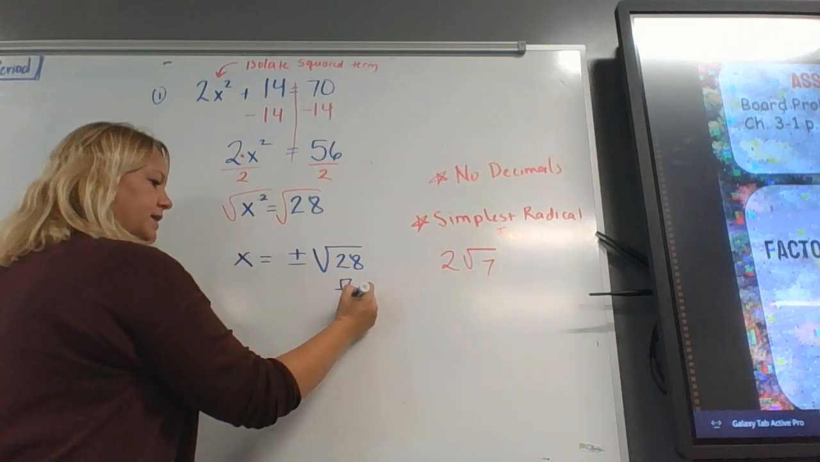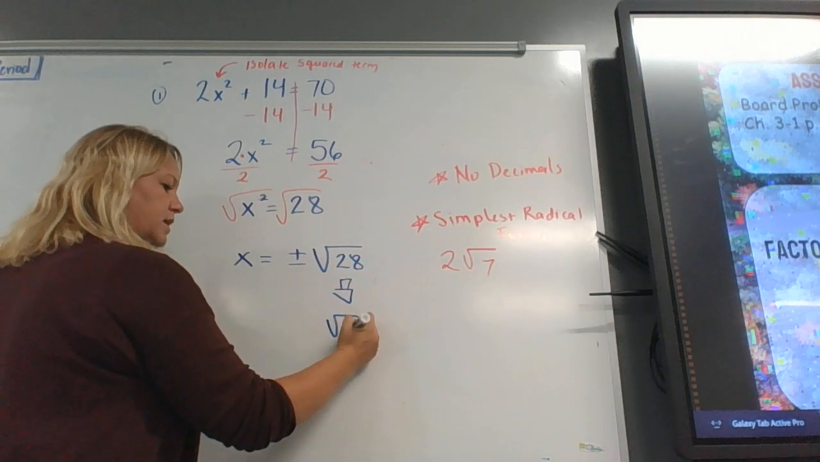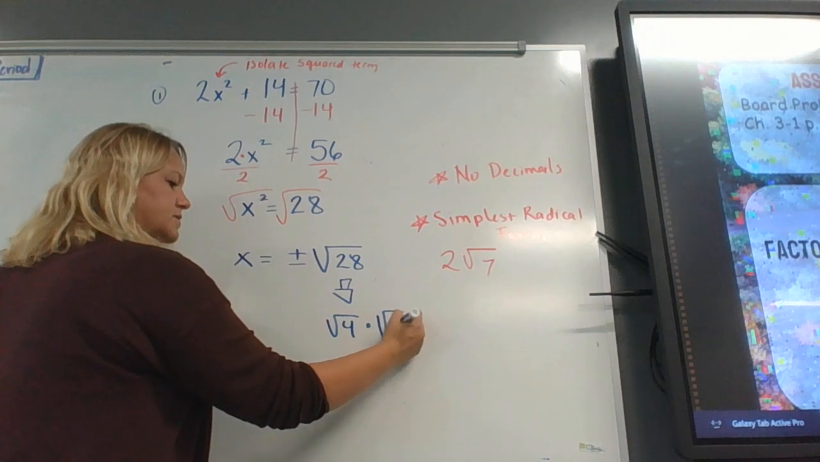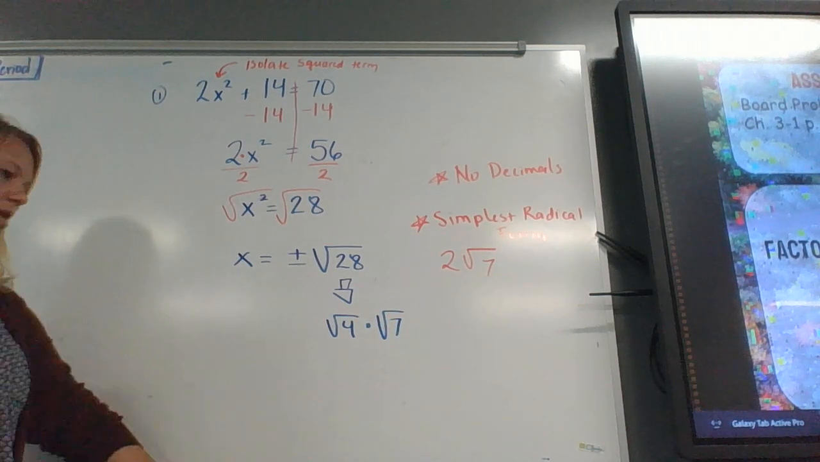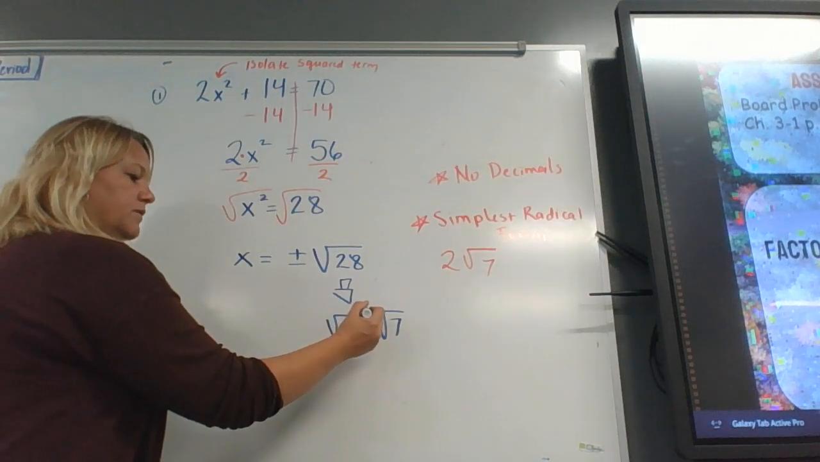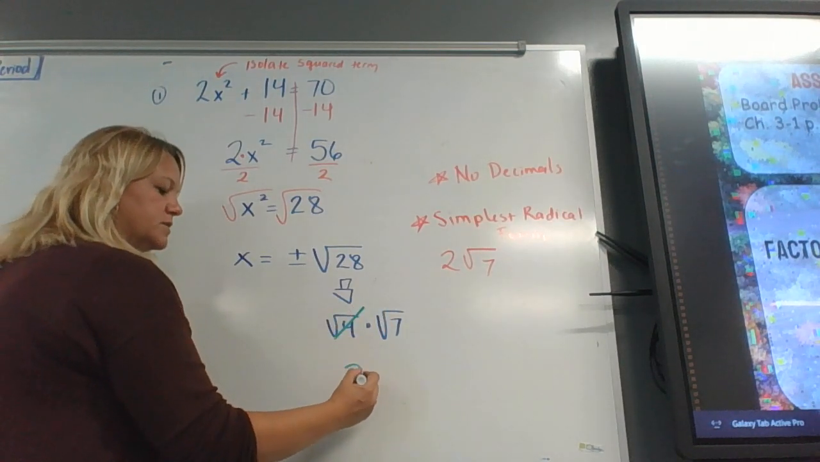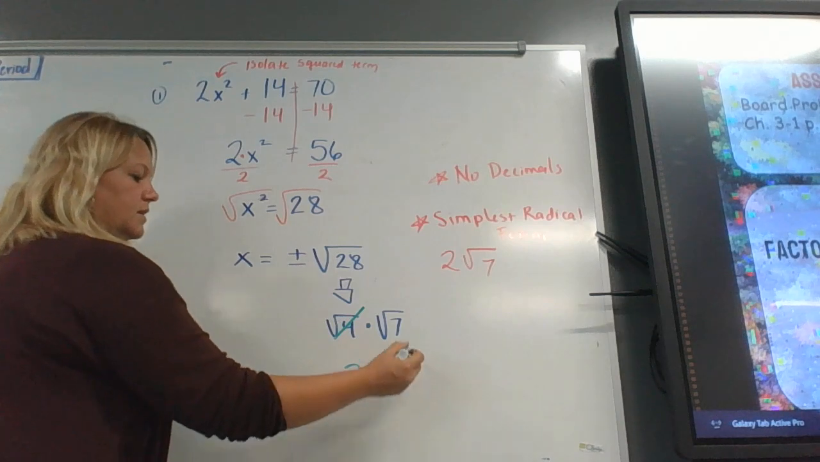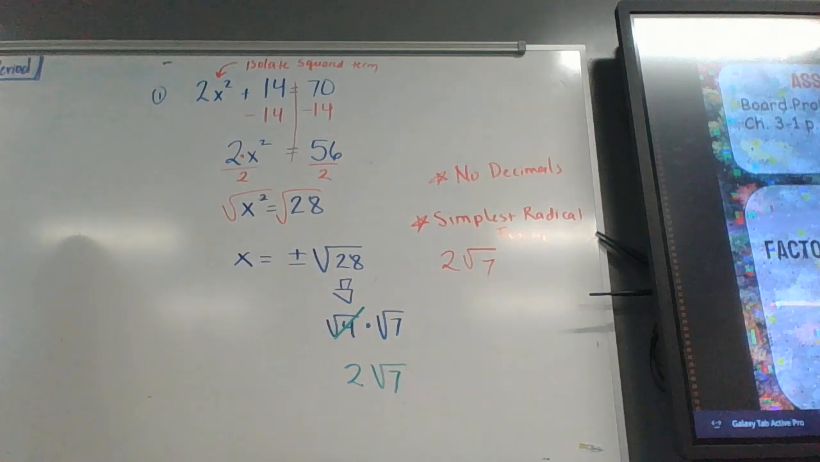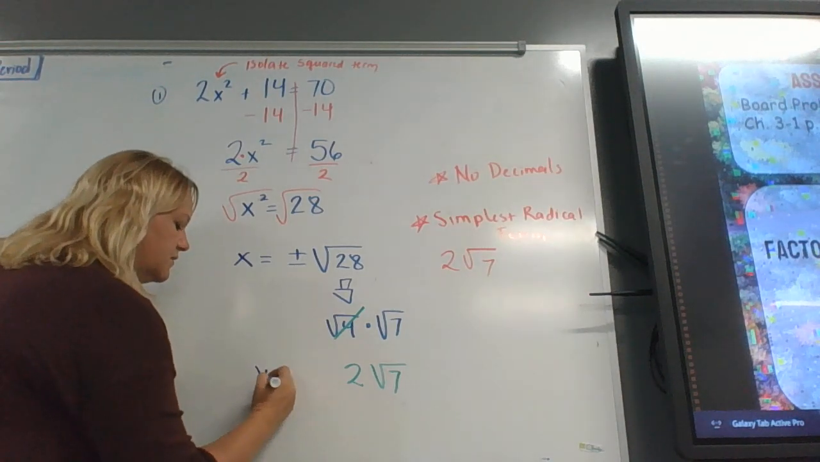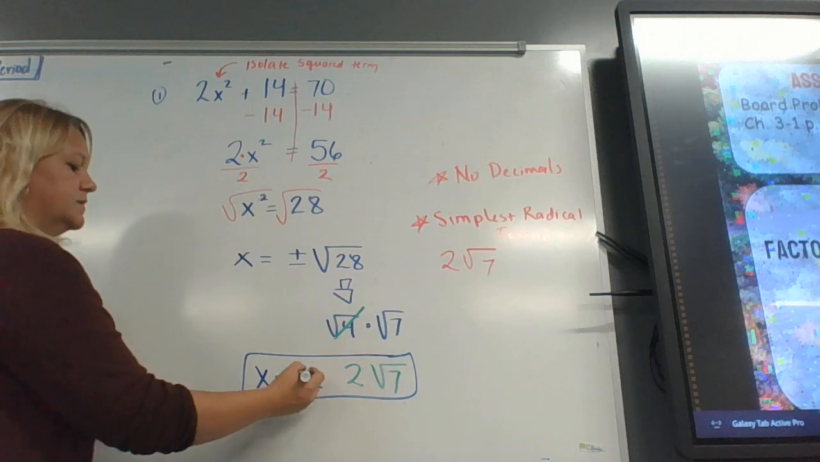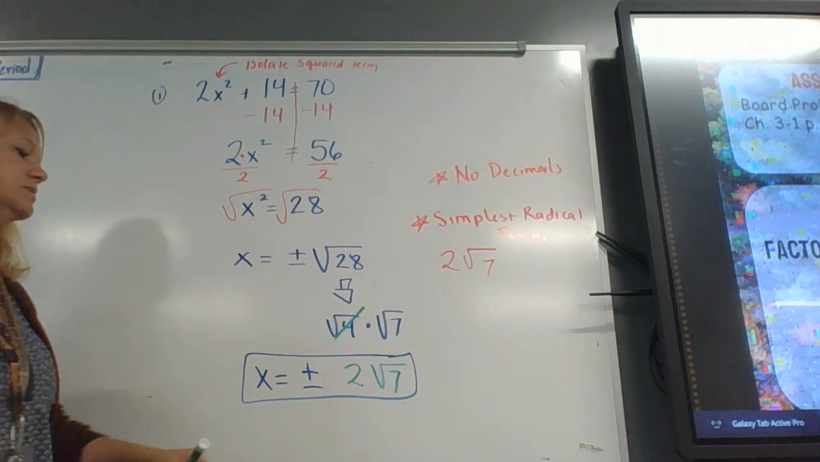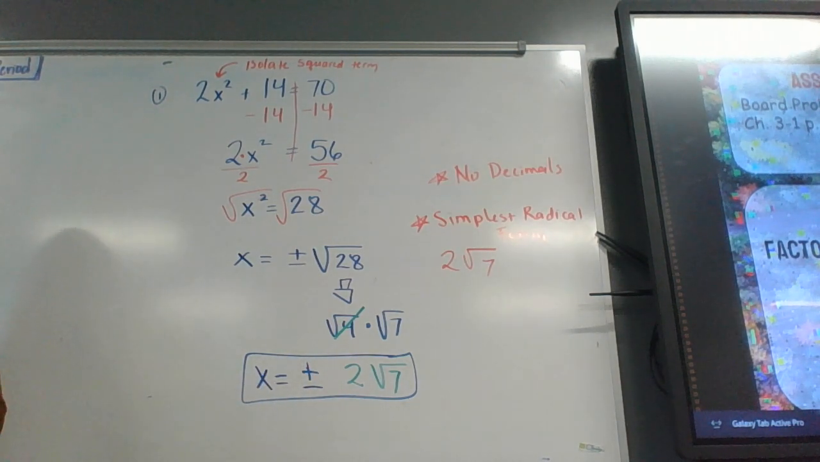And I'm going to rewrite the square root of 28 as the square root of 4 times the square root of 7. And that's going to make this a simpler radical. The square root of 4, I'm going to go ahead and do. The square root of 4 is 2. This is what your calculator did to pop out 2 square root of 7. So your best answer for full credit is x is plus or minus 2 times the square root of 7. Not a decimal, but what we call simplest radical form.